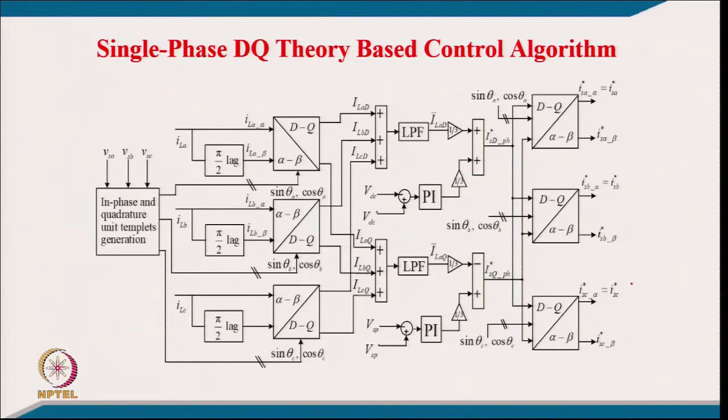So, we have the 3 phase reference current, and by sensing the grid current, we can compare and use the current controller for generating the gating signal for the D-STATCOM. So, this we call the single phase DQ theory.